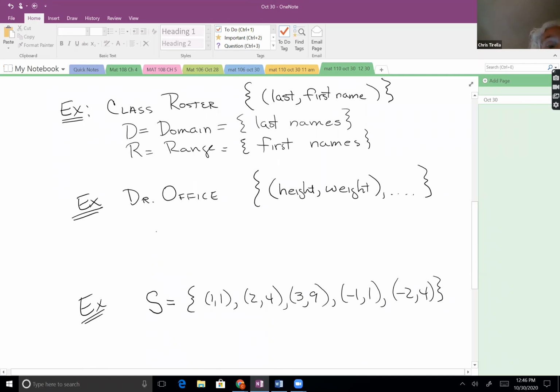In the second example, what would the domain be if my ordered pairs are first folks' heights, then their weights? Height. Domain would be the heights, beautiful. And the range would be the weights.